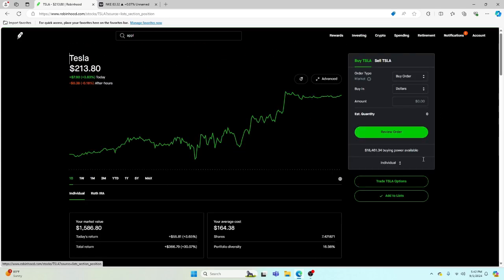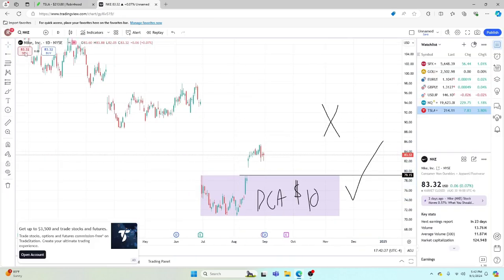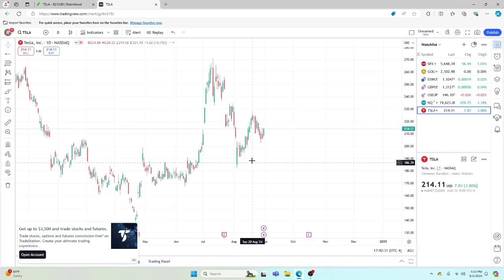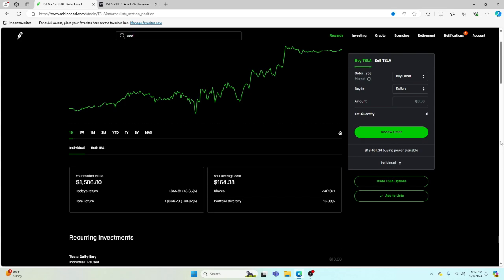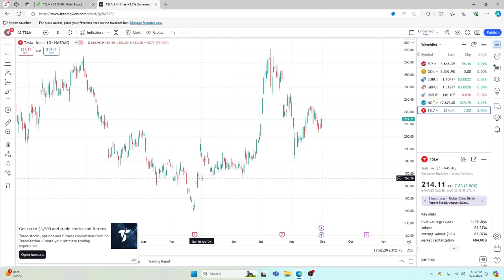Okay. Very, very powerful. Let's take a look at Tesla here. This was a great one to DCA into. And I'll show you the next one that I started DCAing into. Tesla, I got in at 164. Where is 164? Right here.